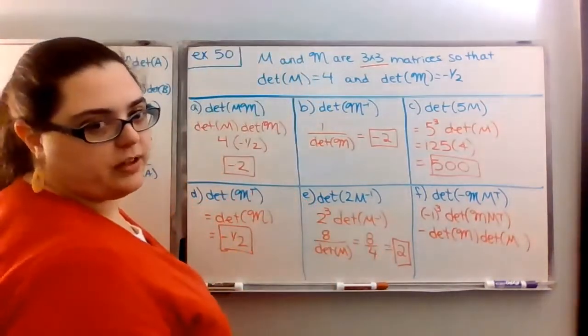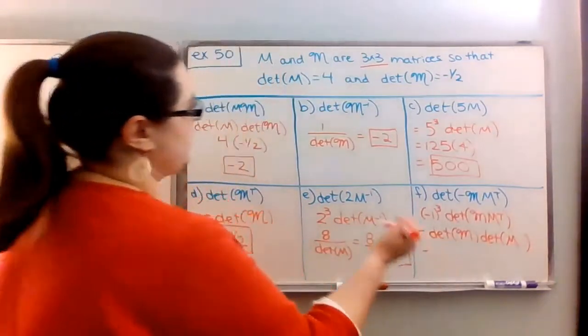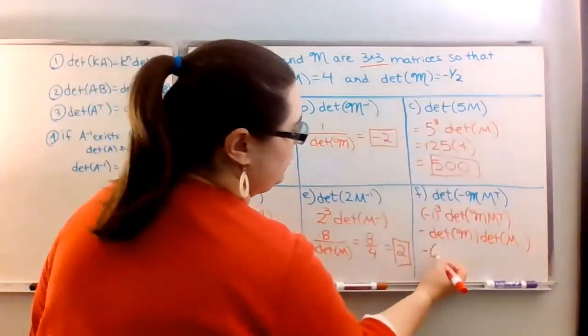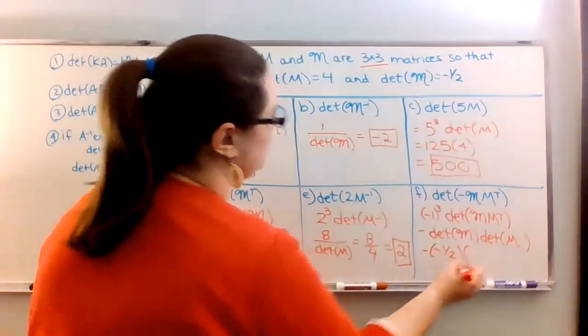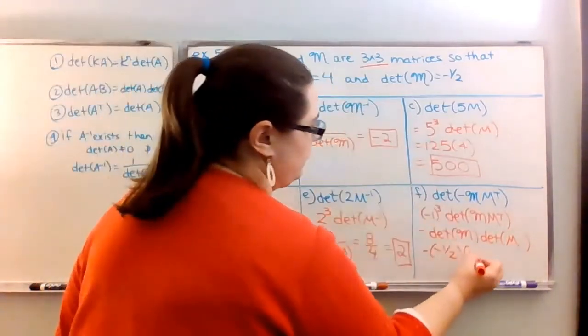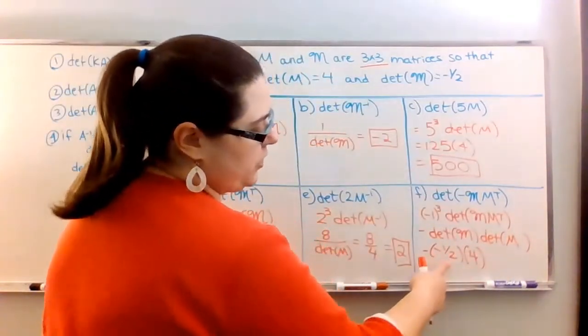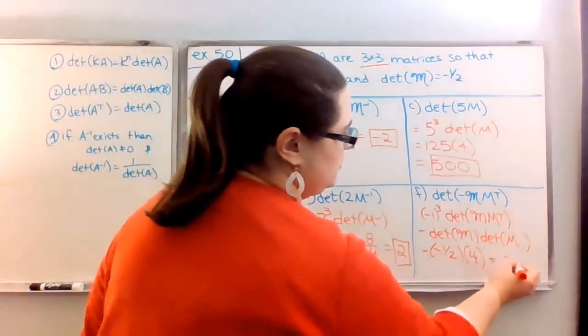And now we can fill in our values. So this is -1/2 times 4. Half of 4 is 2. The 2 negatives cancel.